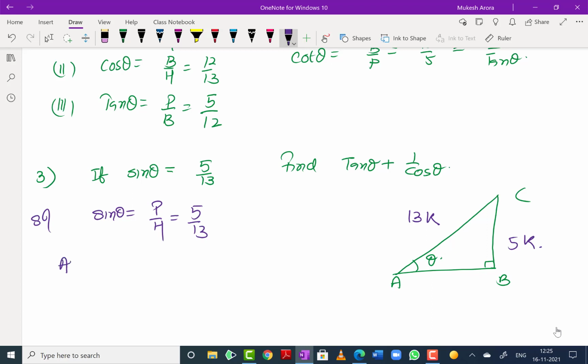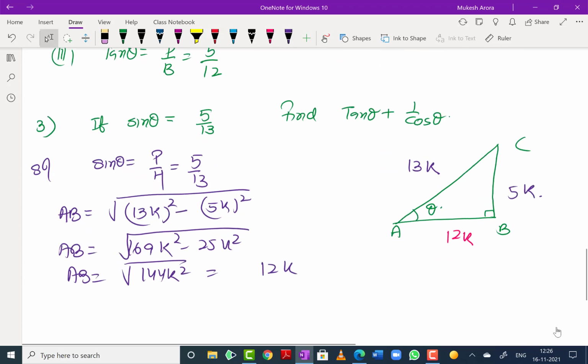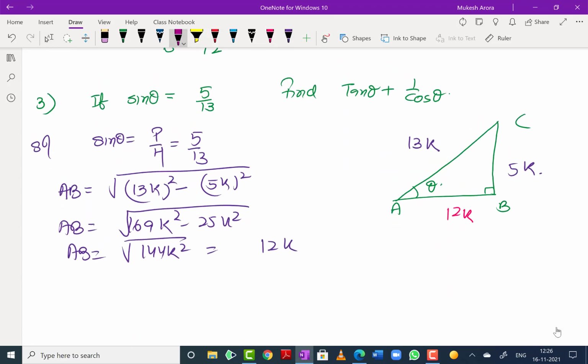So we'll find base. Base is equal to 13k square minus 5k square under the root. So AB is equal to 169k square minus 25k square under the root. AB is equal to 144k square under the root, which is 12k. So this will be 12k. Now we will substitute the value. The value will be tangent theta plus 1 by cos theta.